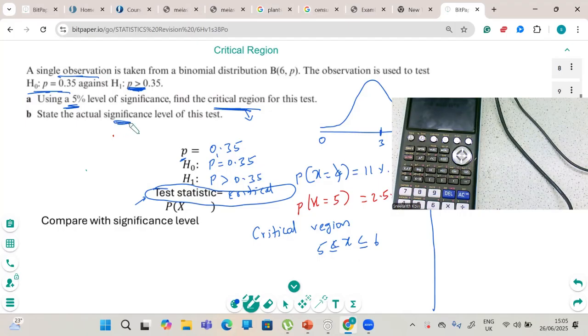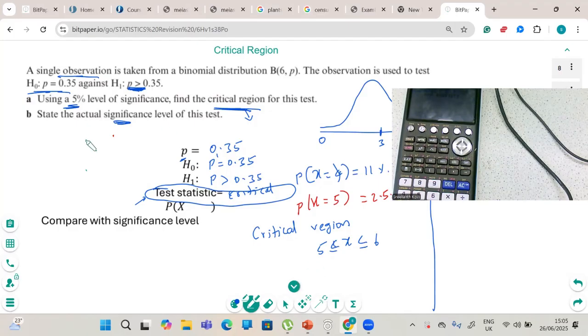And now actual significance level of the test. The question is asking what is the actual significance level of the test. It is also called p-value. It is asking you, starting from what value is in critical region, what is the starting probability which is in critical region. You write actual significance level, generally called p-value, is equal to 2.2, sorry, 2.23% something. So this is the actual significance level.